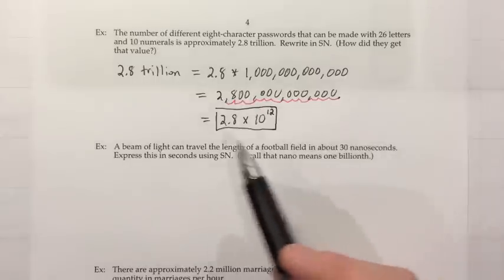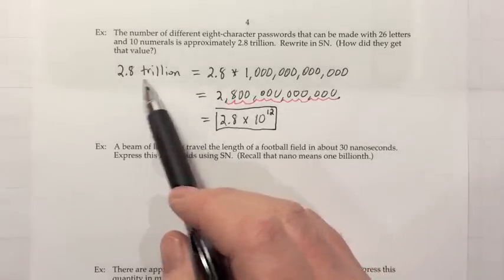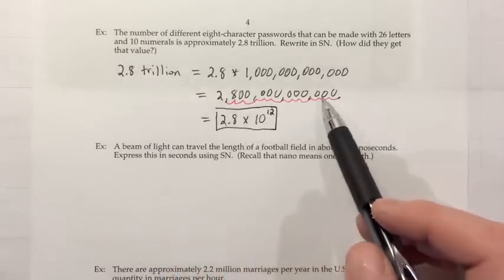So why would we need scientific notation here? Well, first of all, why did they use the word trillion? Because they didn't want to write out such a long number, right?